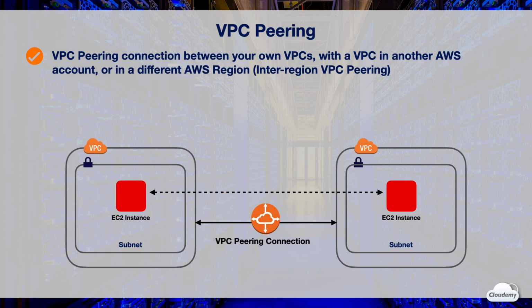A VPC peering connection helps you to facilitate the transfer of data. For example, if you have more than one AWS account, you can peer the VPCs across those accounts to create a file sharing network. You can also use a VPC peering connection to allow other VPCs to access resources you have in one of your VPCs.